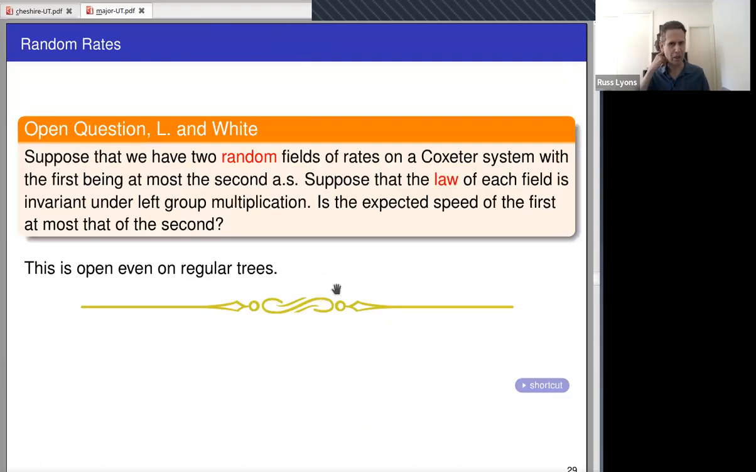So let me close with this open question, and then I'll stop. Suppose I have two random fields of rates on a Coxeter system, with the first being at most the second almost surely. So like before, I've increased the rates, and the law of each field is invariant under left group multiplication. So like I was talking about before, is the expected speed of the first at most that of the second? And this is open even on regular trees.